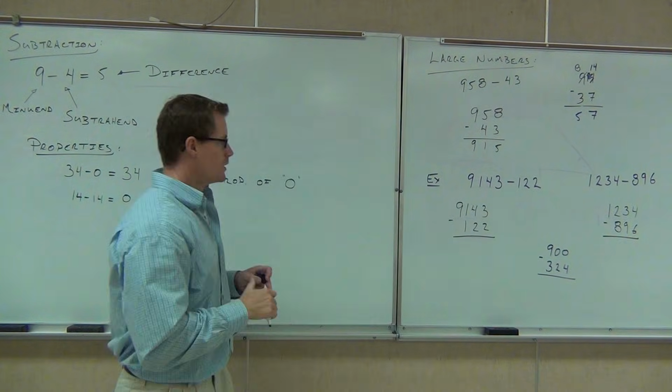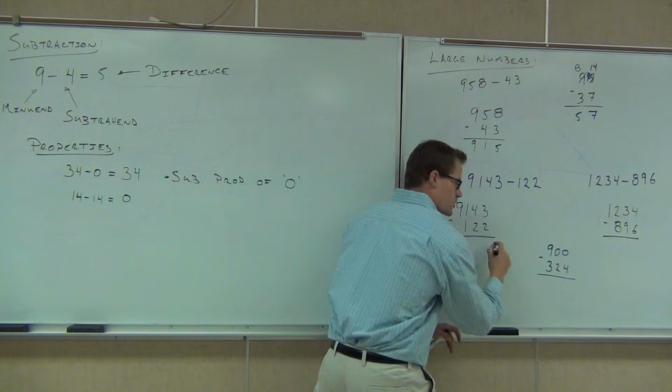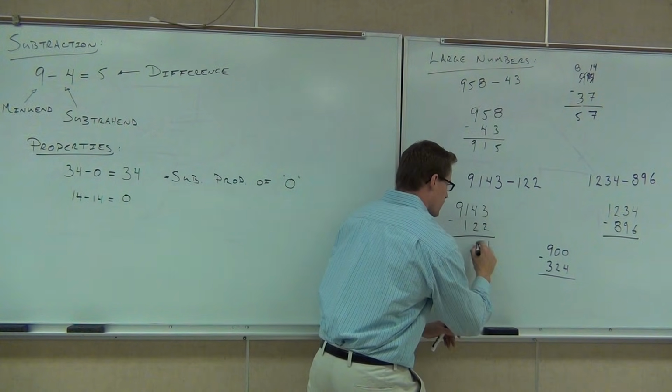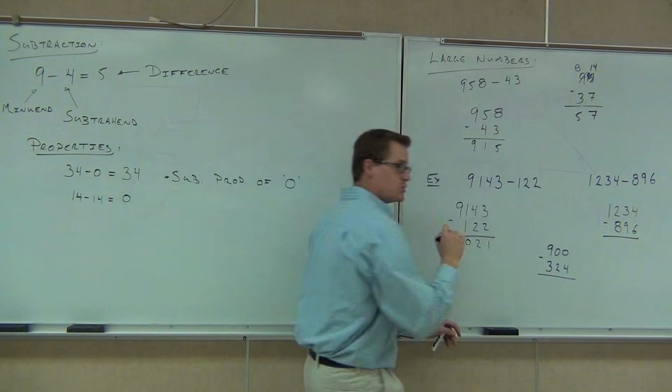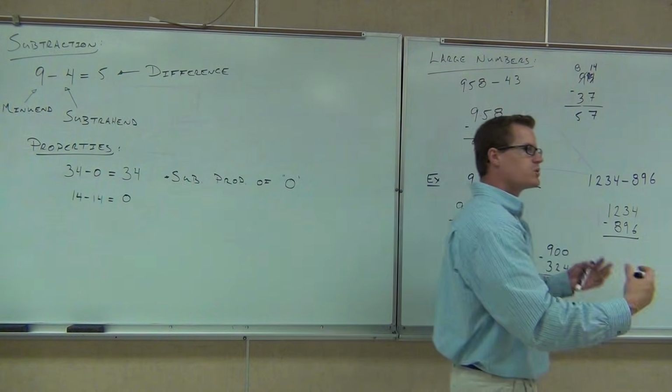Okay, perfect. So first one, we look at this place value by place value. 3 minus 2, of course, single digit. We have to memorize that. We're going to get a 1, a 2, a 0, and a 9. Did you get 9,021? Yes. Awesome.